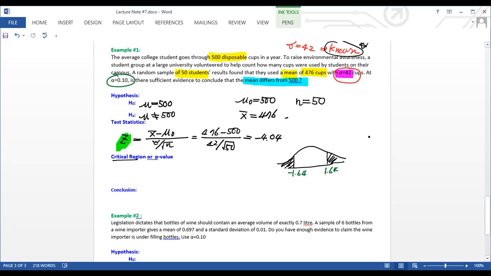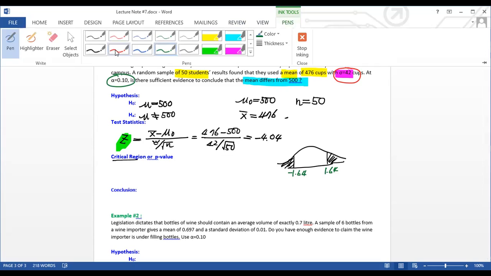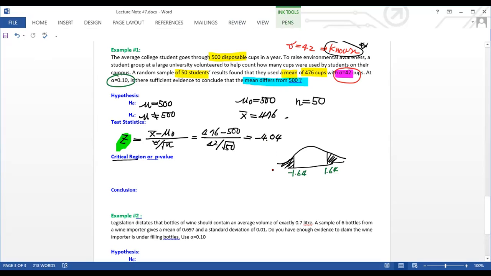And then now you have a test statistic. Here it is negative 4.04, so it has to be somewhere here. So what is in here? You will say the Z is in the rejection region, right? So we reject the null hypothesis here. You can go all the way and make a conclusion here.